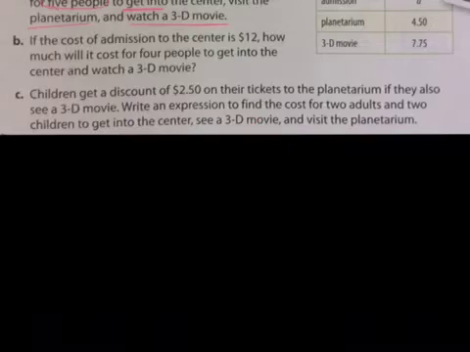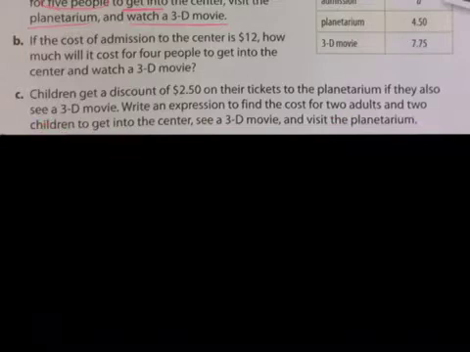Okay, question C. Children get a discount of $2.50 on their tickets to the planetarium if they also see a 3D movie. So they get a discount to the planetarium if they see a 3D movie. Write an expression to find the cost of 2 adults and 2 children to get into the center, see a 3D movie, and visit the planetarium. So they're going to do all 3. They're going to go in, admissions, see the movie, and visit the planetarium. But now we're talking about 2 adults and 2 children, and they both cost different prices.